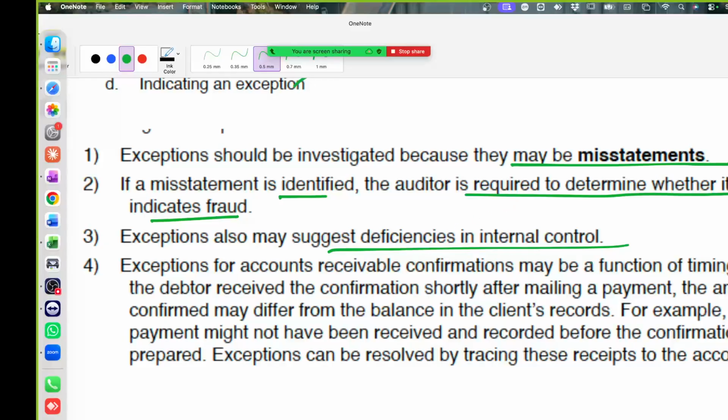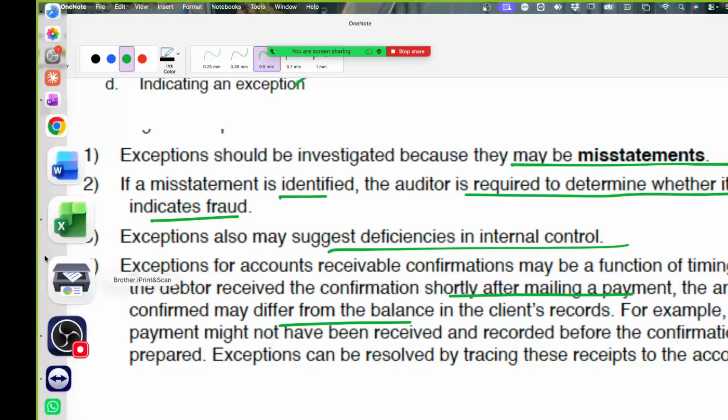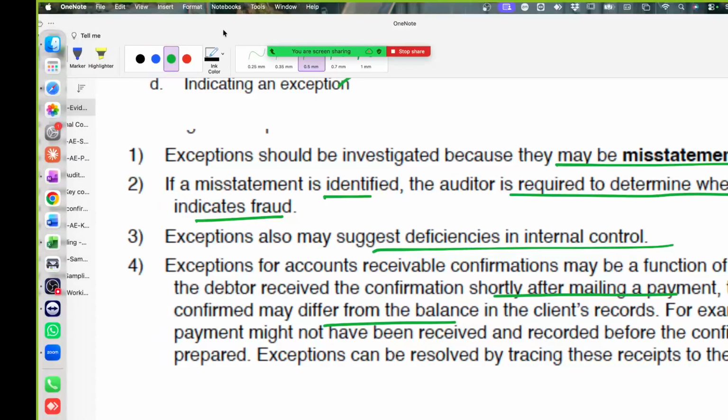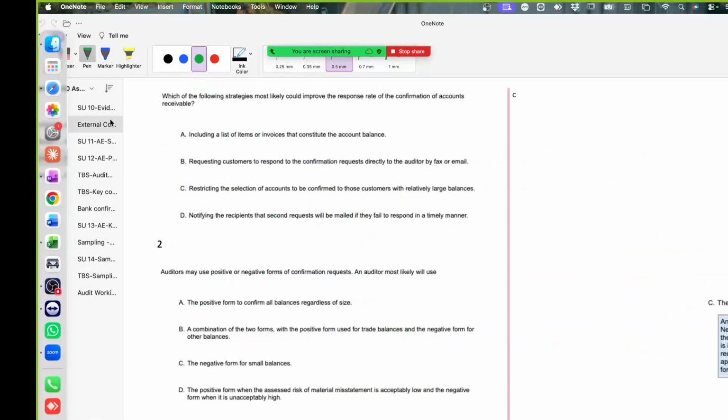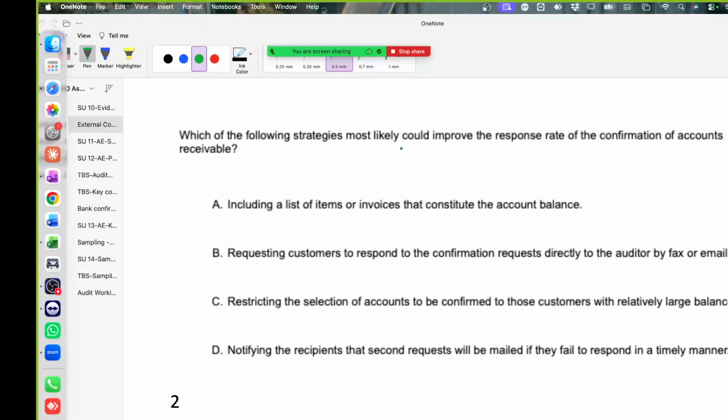Confirmation may be a function of timing. If the customer received the confirmation shortly after mailing the payment, the amount confirmed may differ. And that reconciliations must be done. Reconciliations must be done. But third party external confirmation is always good to go.